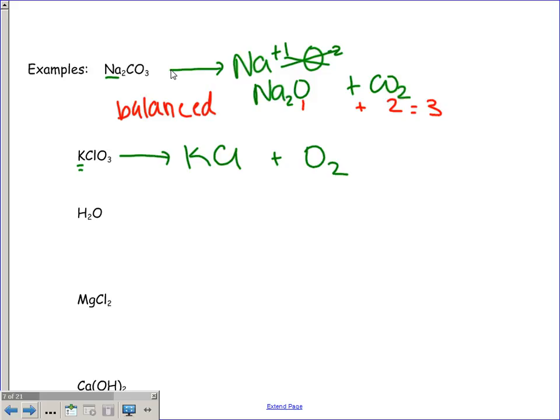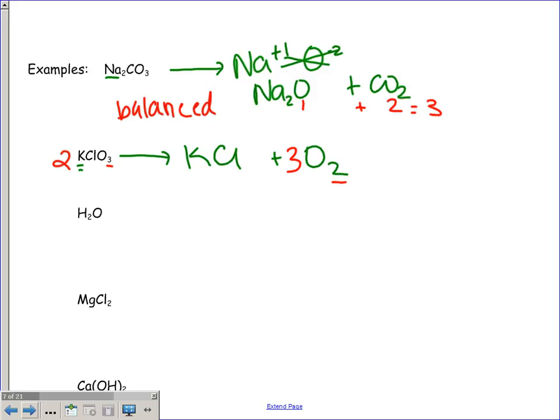I need to count. I have 1 potassium on each side. I have 1 chlorine on each side. But I have 3 oxygens on my reactant side and only 2 oxygens on my product side. So I'm going to start by balancing those. If I put a 2 in front of potassium chlorate, I now have 6 oxygens, which I can balance by putting a 3 in front of O2.